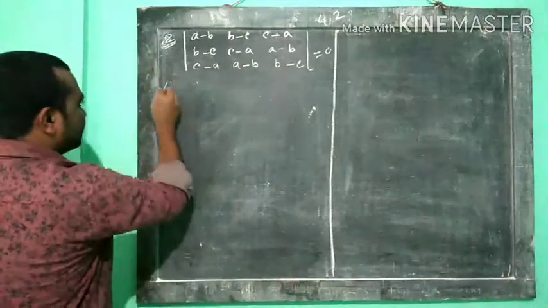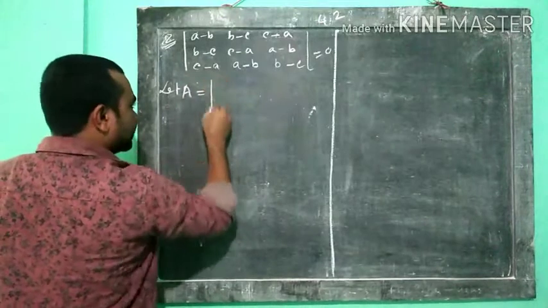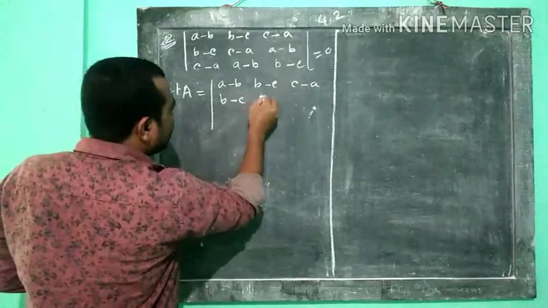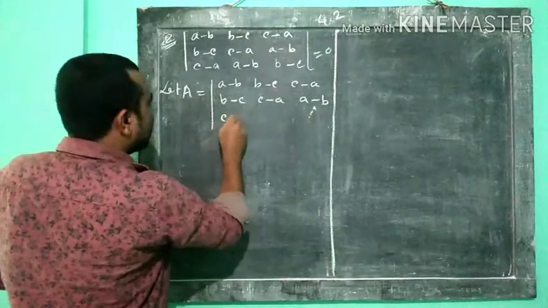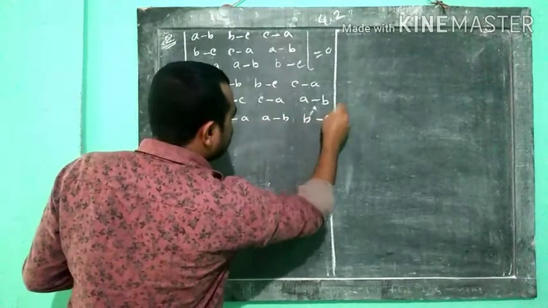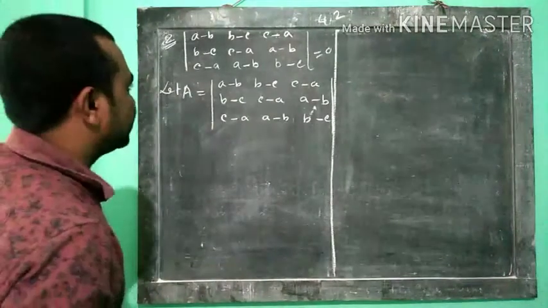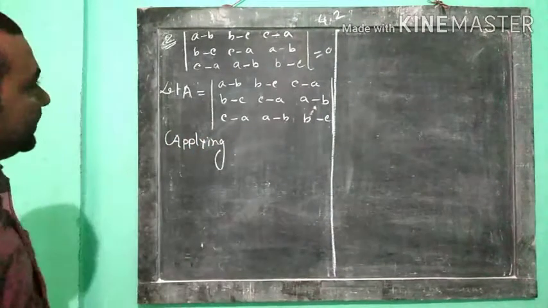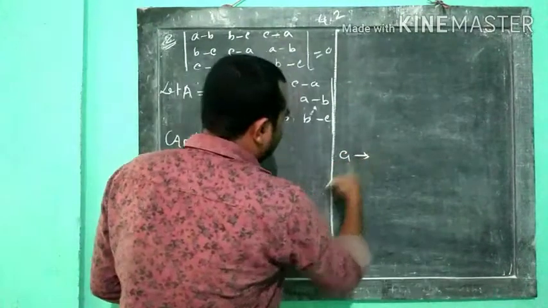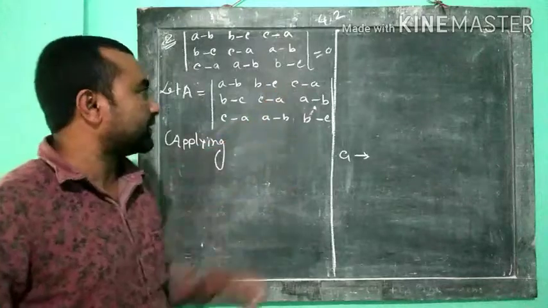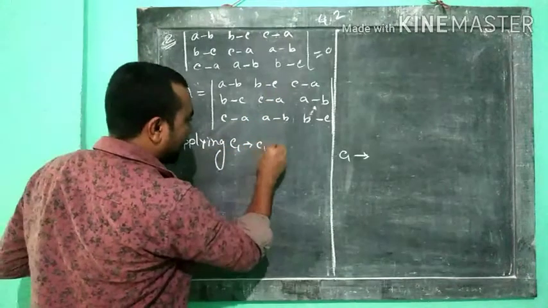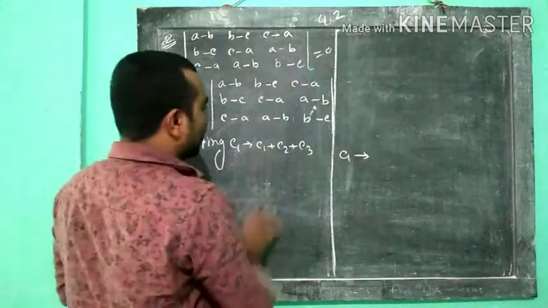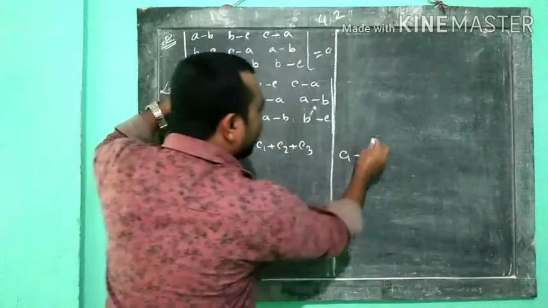So let A be equal to this determinant, a minus b, b minus c, c minus a, and so on. We use the property. Applying C1 tends to C1 plus C2 plus C3. That means the first column becomes C1 plus C2 plus C3.